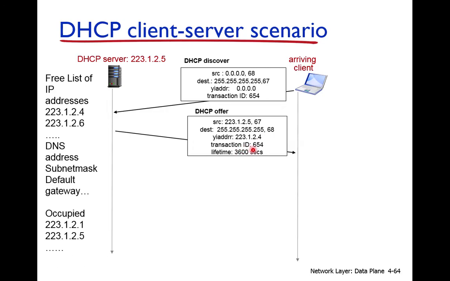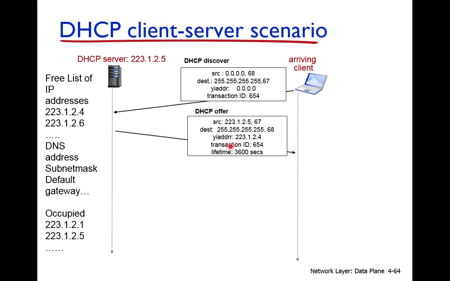And this is the transaction ID 654. The 654 is the one in the DHCP discovery. So through this transaction ID, the client can differentiate that this offer message is for this request. Through the transaction ID, the client can know that this is the message it received from the DHCP server for this request. So when the DHCP server sends the DHCP offer message, it includes the transaction ID of the request that was received by the DHCP server.